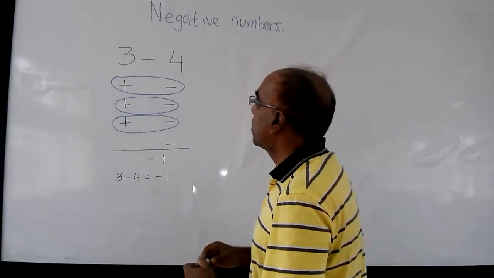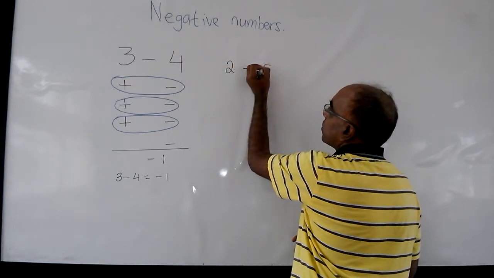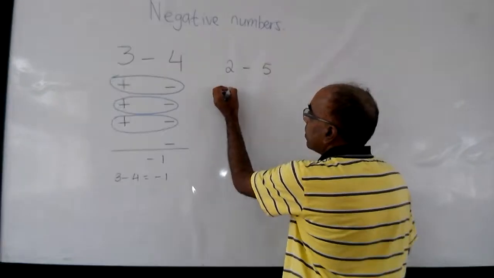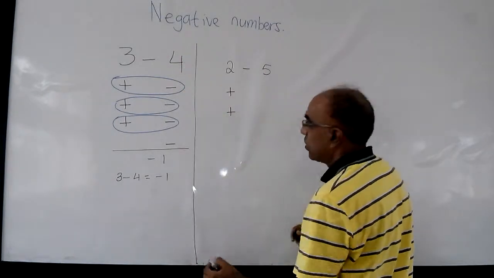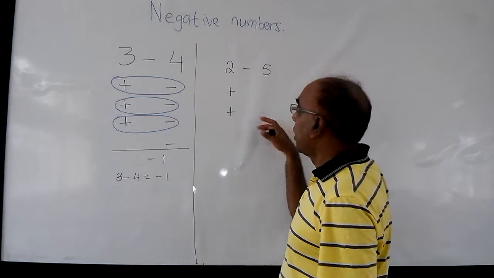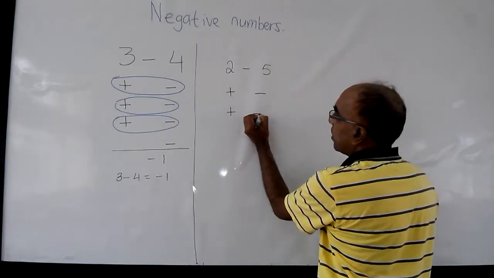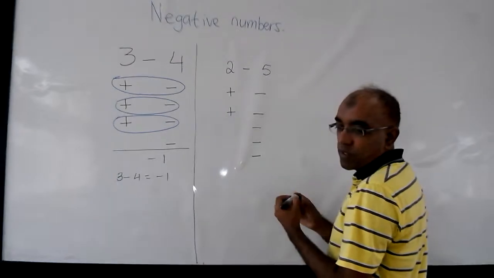And now let us consider a second one. If I have 2 minus 5. So again, 2 is a positive number. I have plus, plus. Okay, let's separate it, not to create any confusion. Now, plus 2, and then I have minus 5, minus 1, minus 2, minus 3, minus 4, and minus 5.